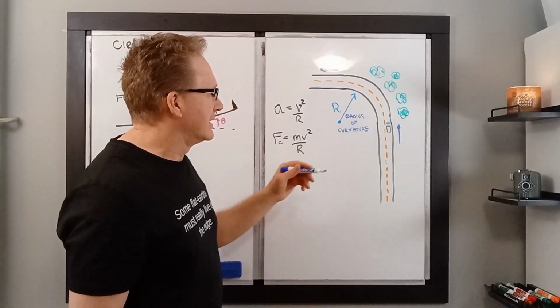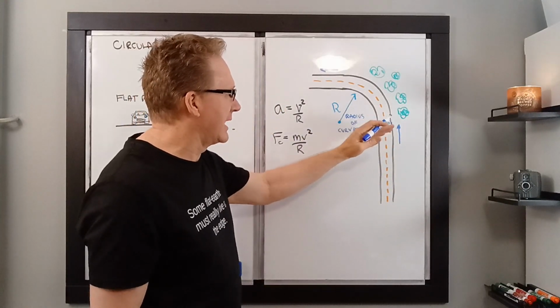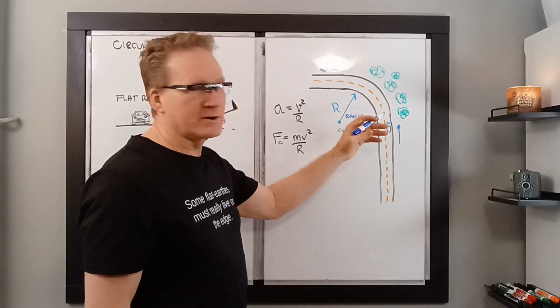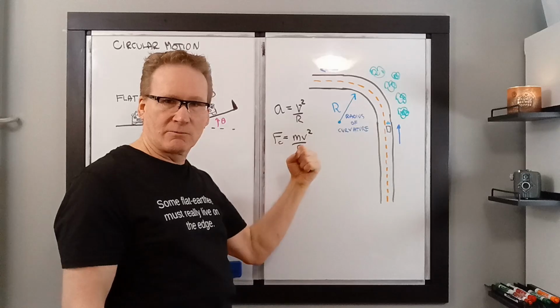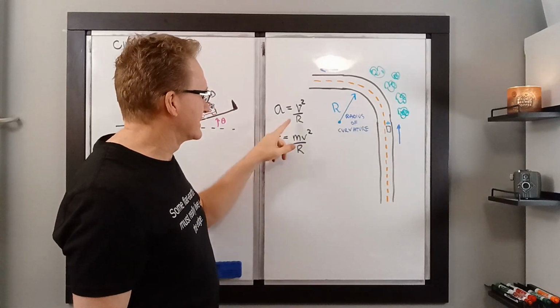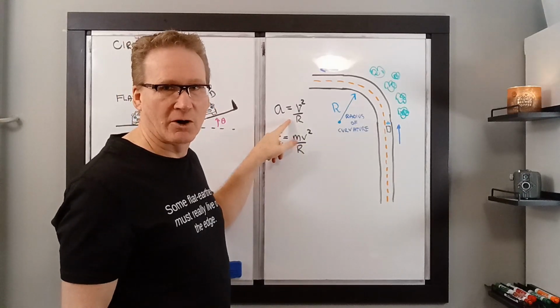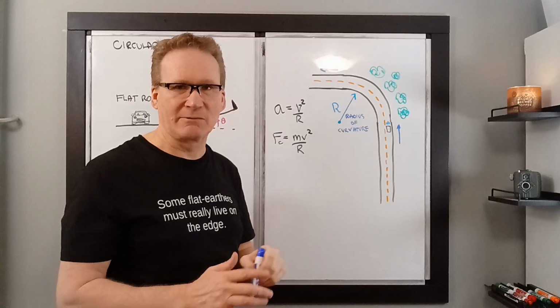And your car will experience a force that it's being pushed outward, or you're going to have to create an inward acceleration, and that inward acceleration is going to be equal to v squared over r to go around the curve. Let me just show you and explain what I mean by that.